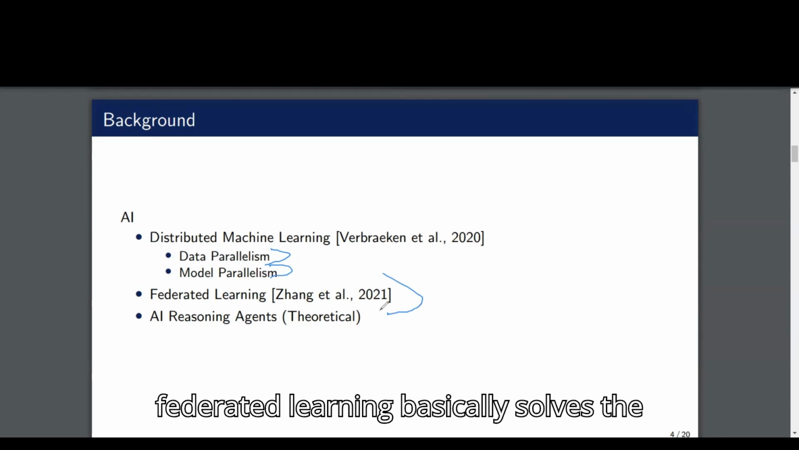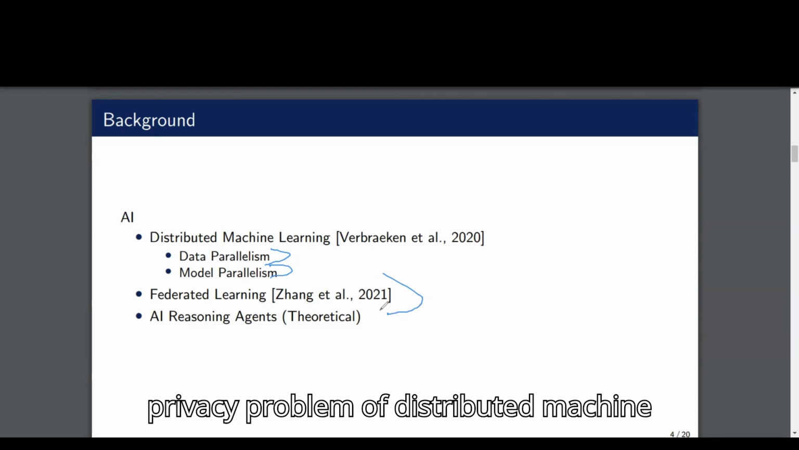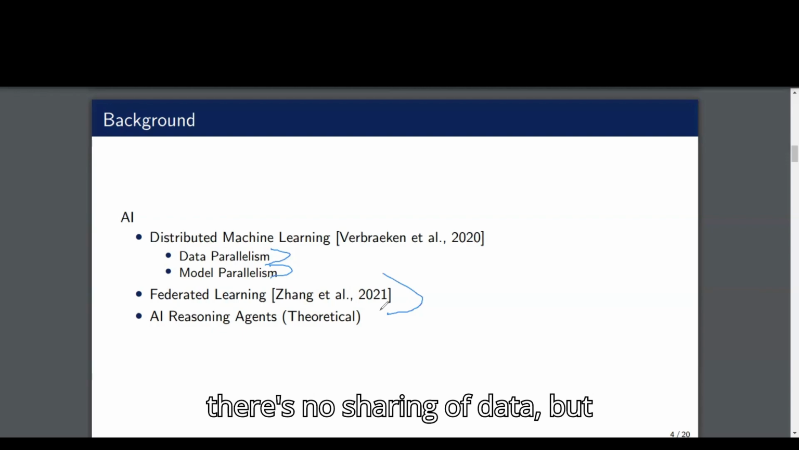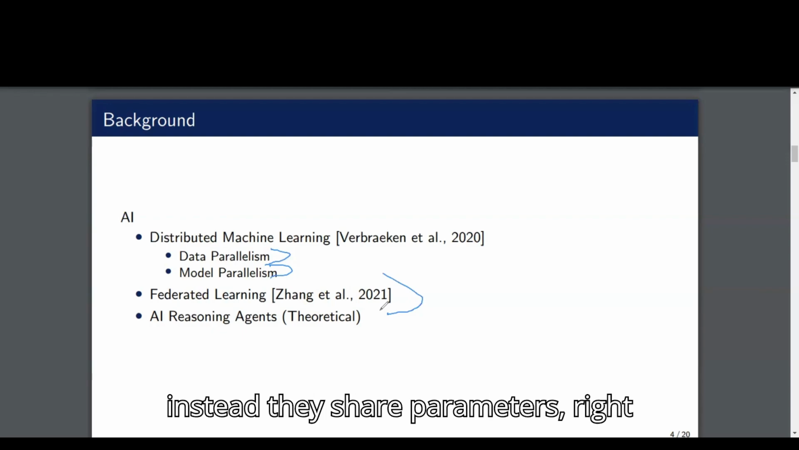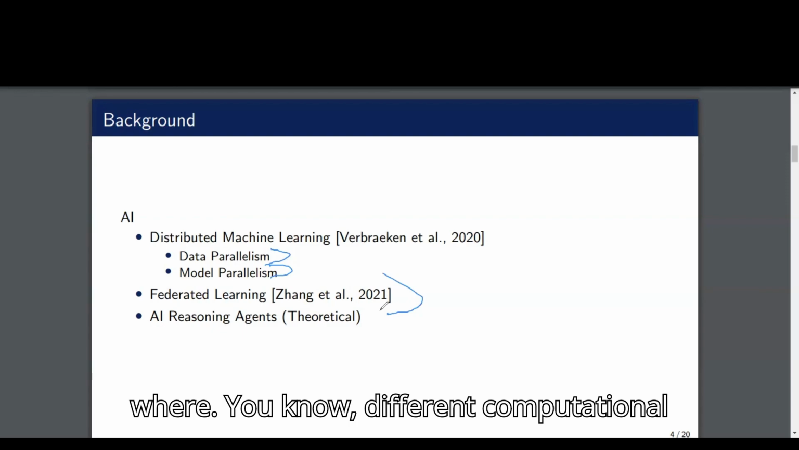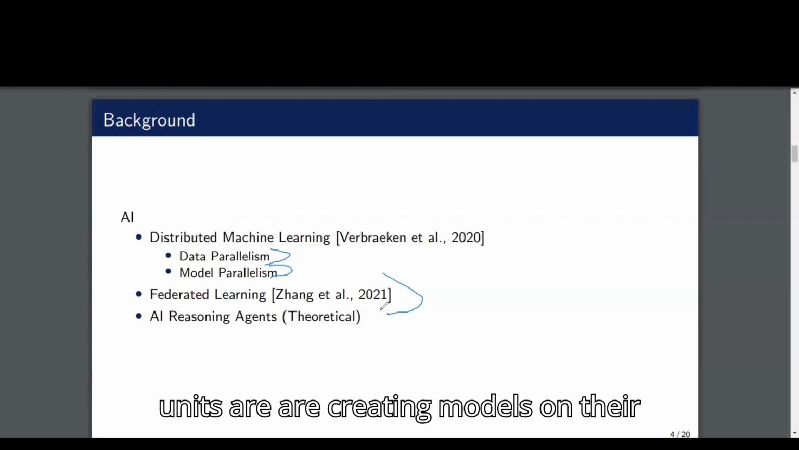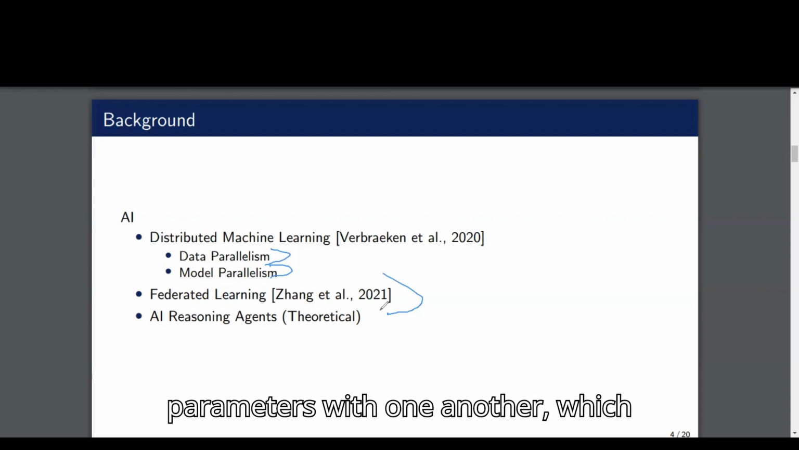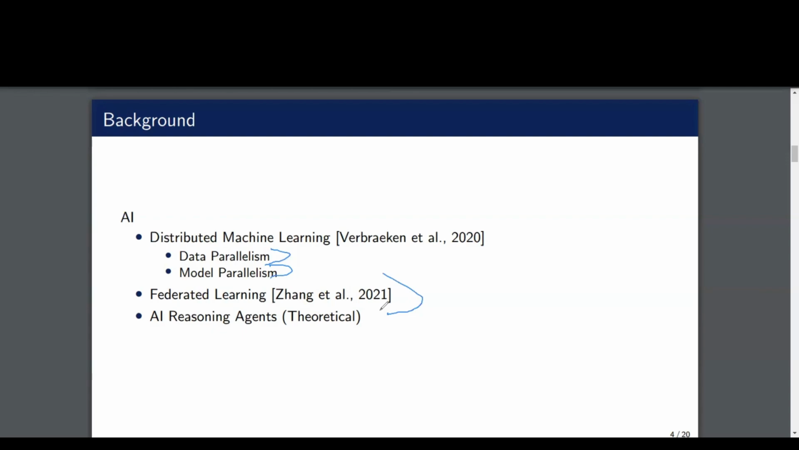So federated learning basically solves the privacy problem of distributed machine learning, where there is no sharing of data, but instead they share parameters. Different computational units are creating models on their own, and they just share parameters with one another, which update after each epoch of training, right?